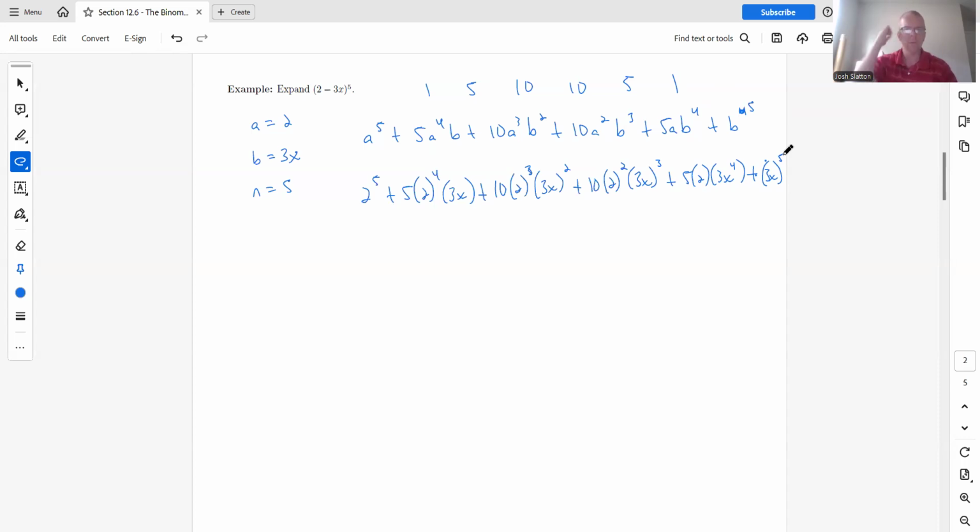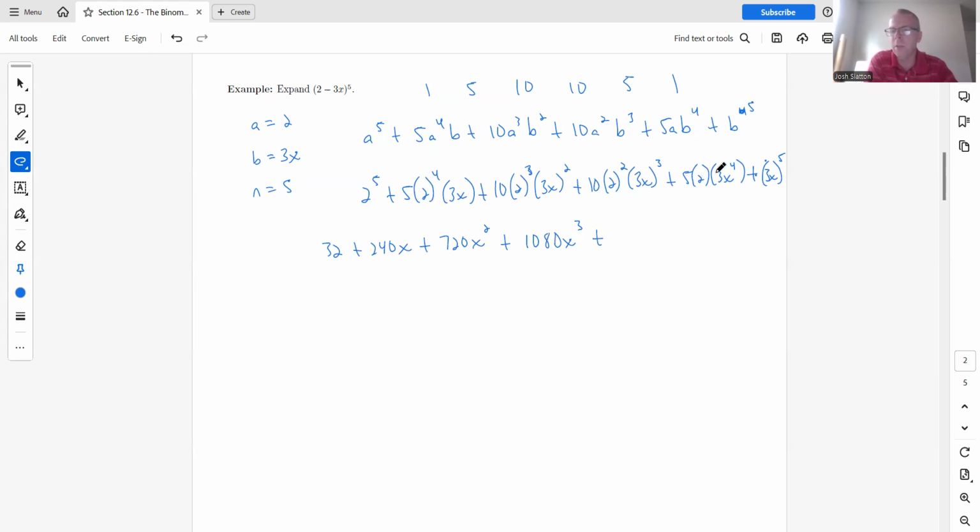All right. And so now we just simplify these terms. So 2 to the 5th is going to be 32. 5 times 16 times 3, so that would be 240x. 10 times 8 times 9. 10 times 8 times 9 is 720x squared. 10 times 4 times 27. 10 times 4 times 27 is 1080, and that will be x cubed.